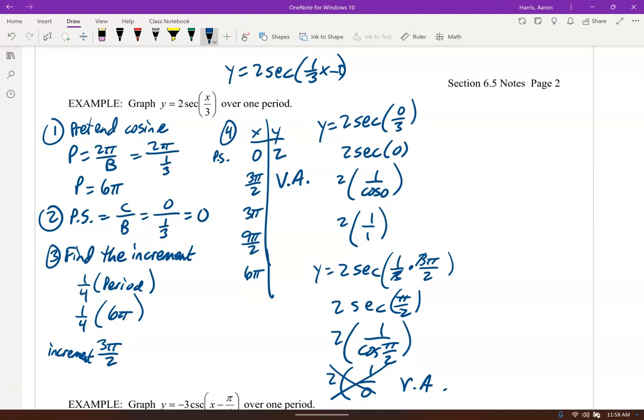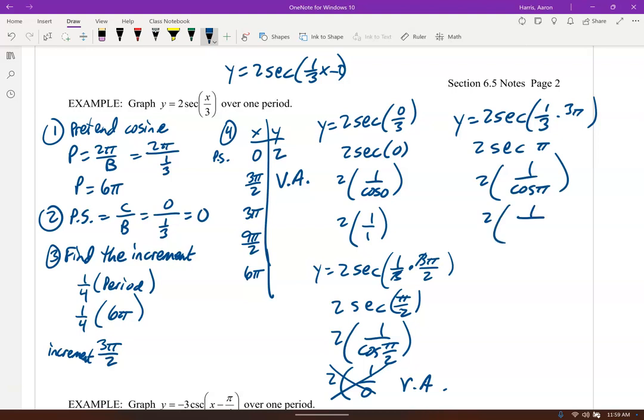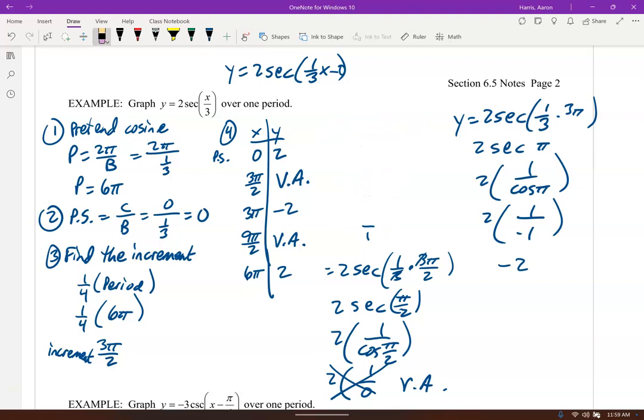Okay. I'll throw in 3 pi. Let's do a couple more here. 2 secant of 1/3 times 3 pi, so I got 2 secant of pi. Well, that's 2 times 1 over cosine of pi. The cosine of pi is -1, so I got 2 times -1 is -2. I'll throw in 9 pi over 2. That'll be undefined again. I'll plug in 6 pi and I'm going to get 2. Let's go ahead and graph this thing.